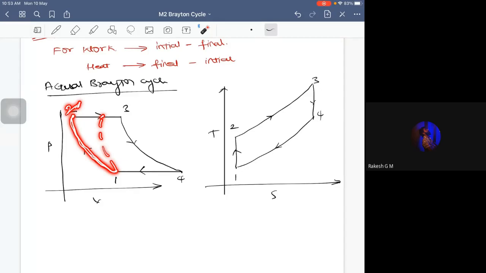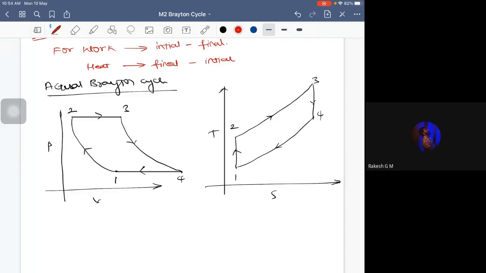You cannot expect your compressor to be 100% efficient. Yes or no? Yes, sir. Since your compressor is not 100% efficient, it would not trace this particular line. It would deviate like this, correct? Yes or no? So that's why 1 to 2. Okay, so 1 to 2 is your ideal thing.